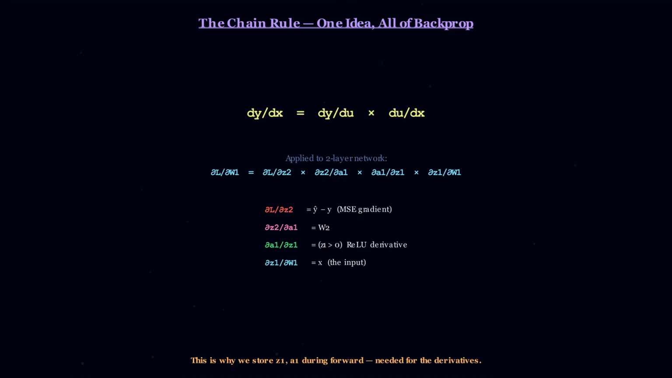For a neural network, the loss L depends on Z2, which depends on A1, which depends on Z1, which depends on W1. The gradient of L with respect to W1 is the product of 4 derivatives chained together. Written out, partial L over partial W1 equals partial L over partial Z2, times partial Z2 over partial A1, times partial A1 over partial Z1, times partial Z1 over partial W1. Each of these partial derivatives is simple to compute individually. This is why we stored Z1 and A1 during the forward pass. We need them to compute the local derivatives at each layer during the backward pass.